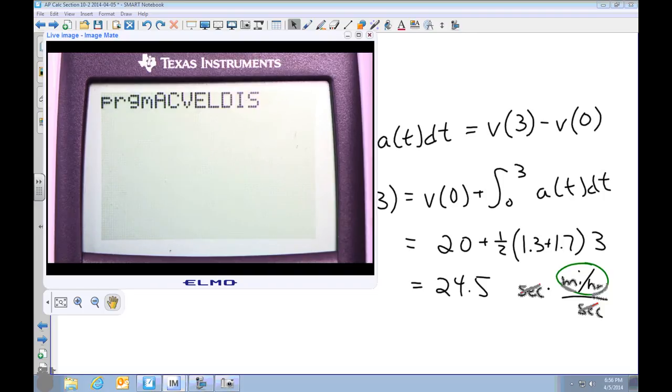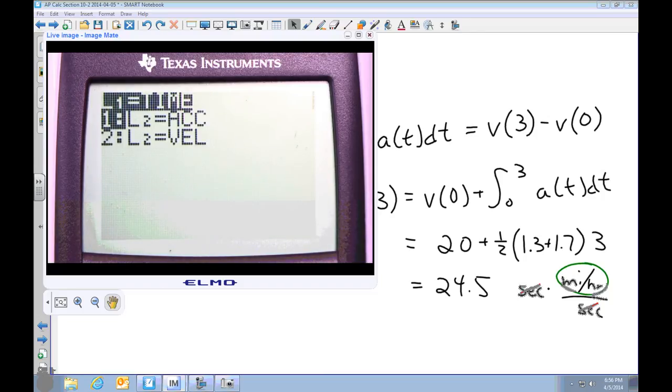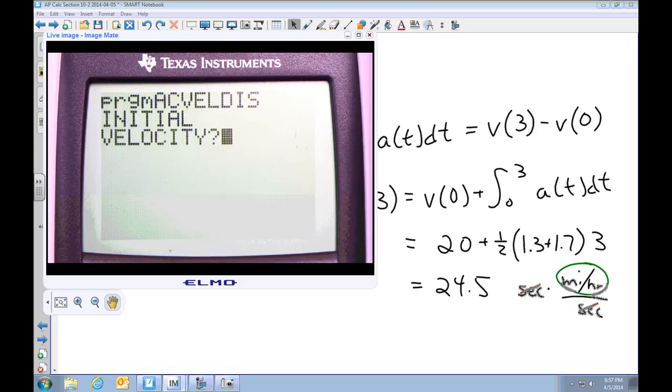It's ACVALDIS, I guess you might say, but it's just the abbreviation for acceleration, AC, velocity, VEL, and displacement, DIS. So that's the name that I have there for it. If we run this, the first thing it's going to ask us is what do we have in list 2. List 1, it says at the top, is equal to time, so you have to have time in there. List 2 could either be acceleration or velocity, so it's asking what you have put into list 2. We put acceleration in there, so I'll just choose option number 1. Now it brings us to the next question, which is what is your initial velocity? They told us that was 20.